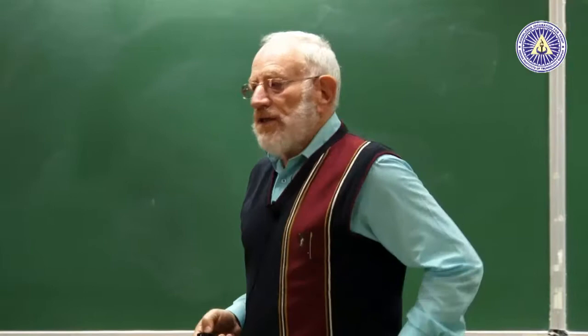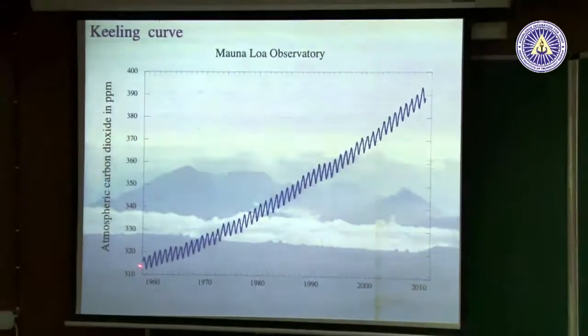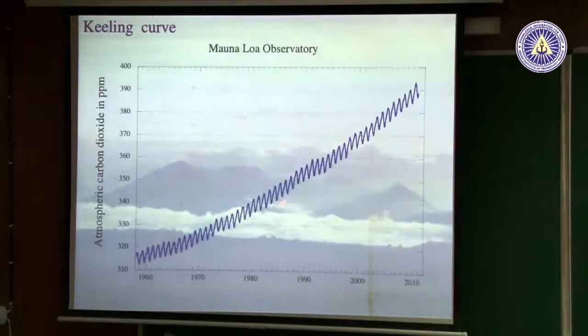And he was the first person to measure the atmospheric carbon dioxide. And you see it's been increasing and increasing. On average, it's now over 400, it's up here, something like 405. Seasonal variations as the trees take in carbon dioxide as they grow, and then when they die, they give it back to the atmosphere. But there's no doubt that it's increasing all the time.